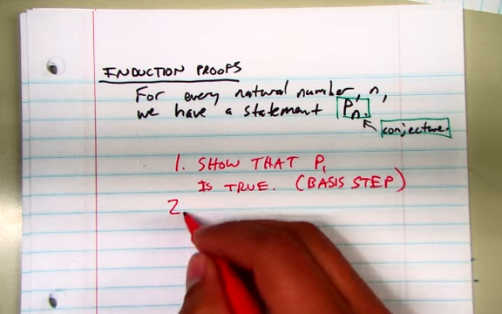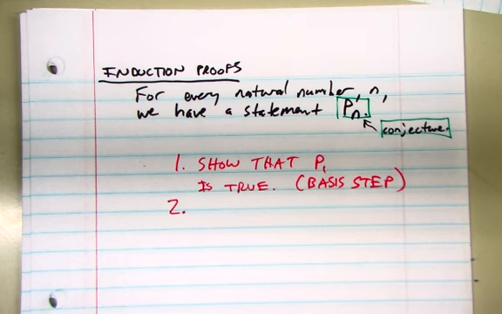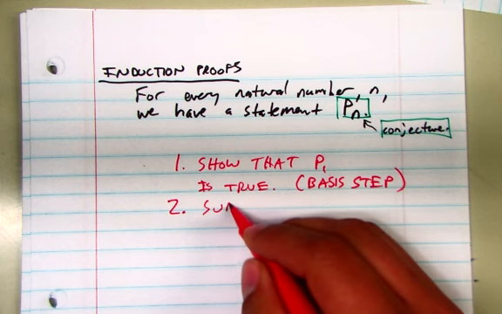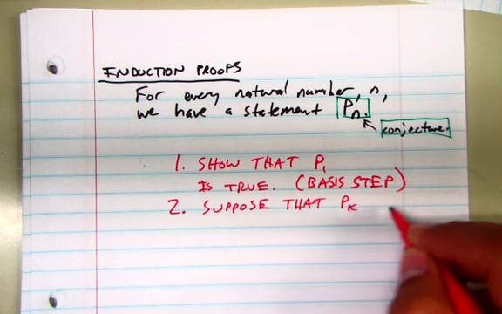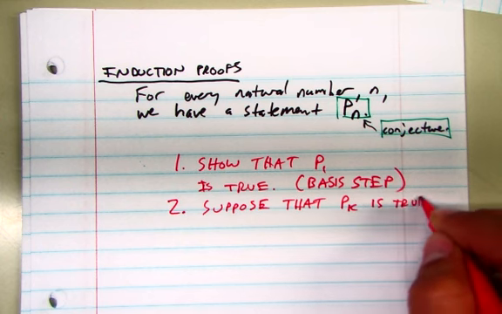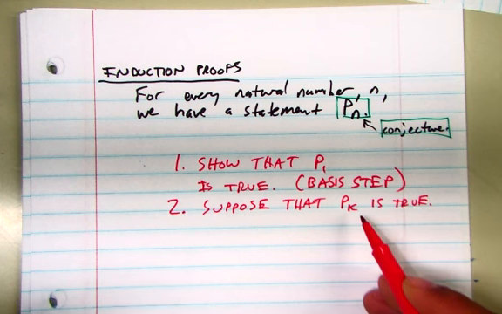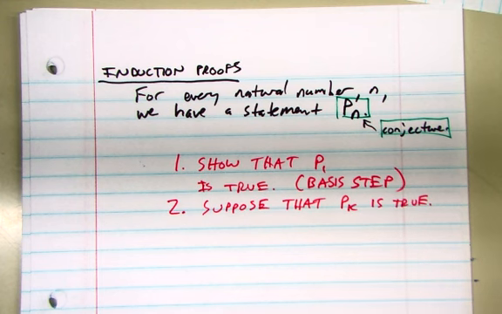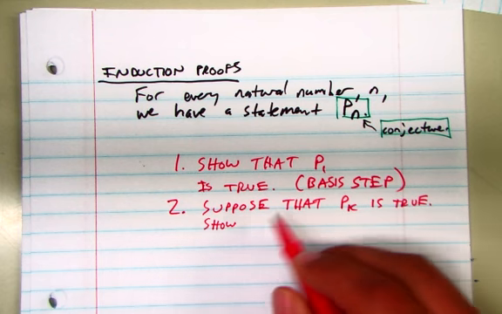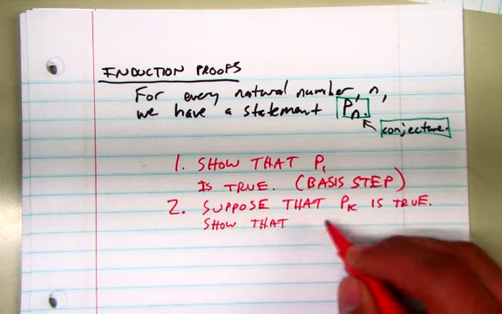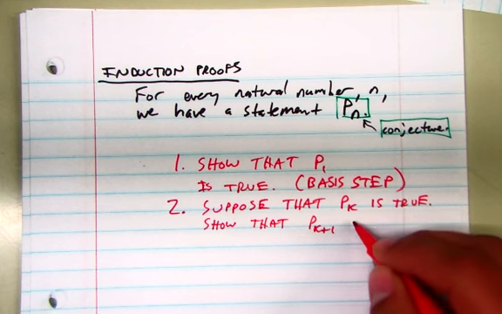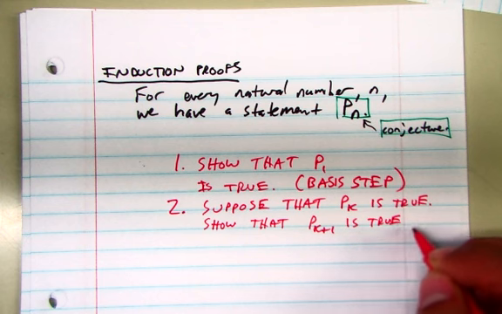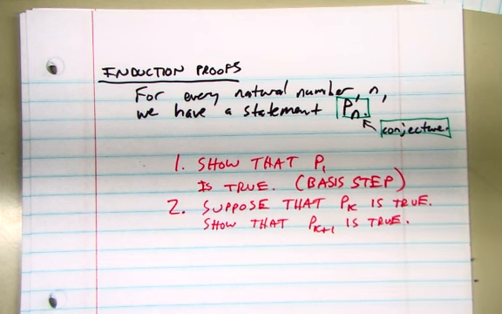Second step. Once we know that it works the first time, the idea is that we're going to suppose or pretend that P sub k is true, where k is any case. So we're going to pretend that whatever case you want works. And if we can show that the next case, P sub k plus 1, is true, then we're on to something. This is called the inductive step.